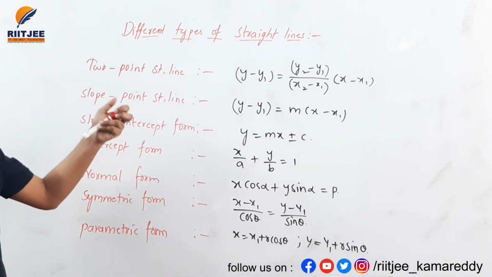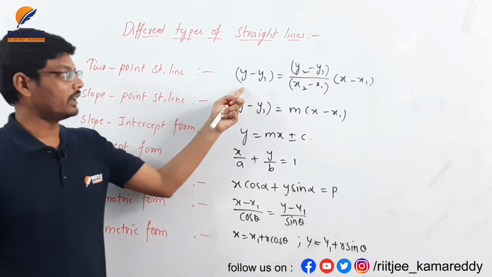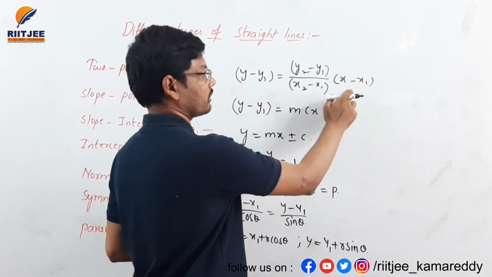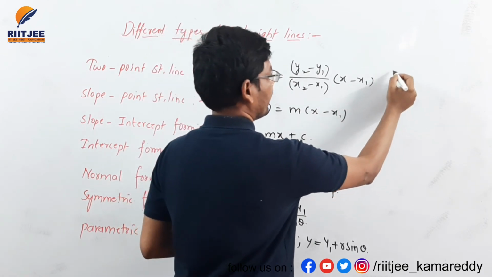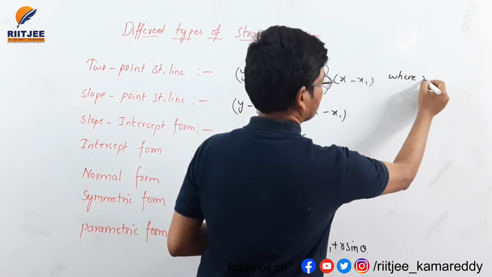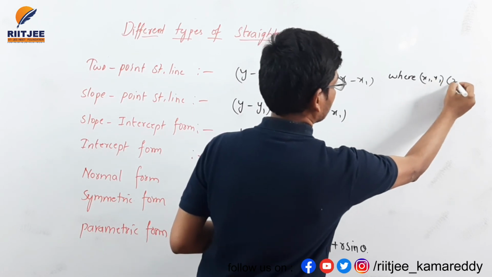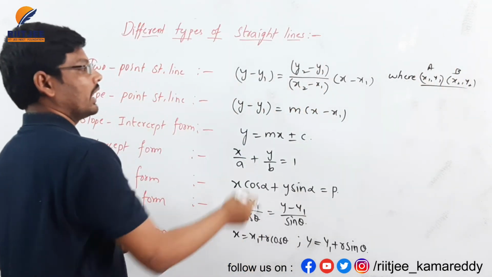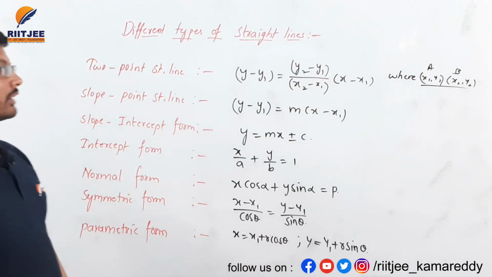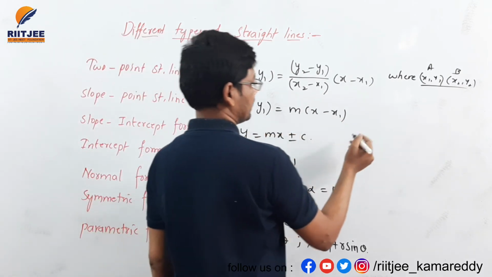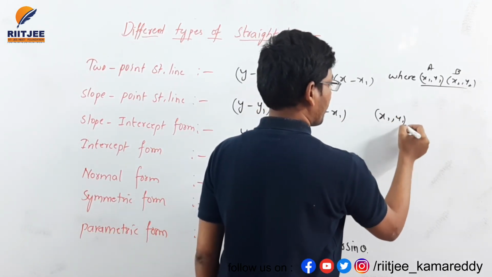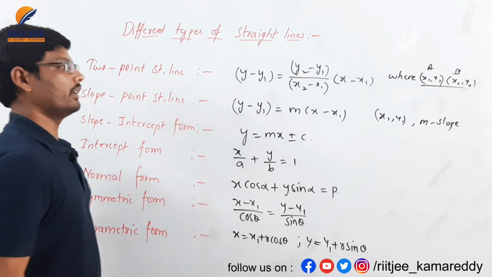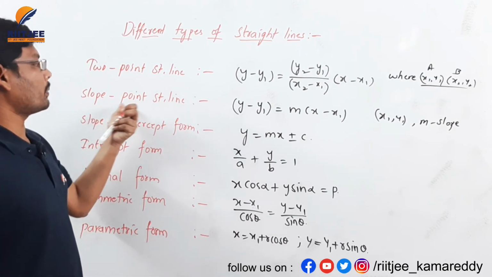These are all the different types of straight line equations. In the two-point straight line equation, y minus y1 is equal to y2 minus y1 by x2 minus x1 into x minus x1, where x1, y1 and x2, y2 are two points of the straight line. In the slope and point straight line equation, y minus y1 is equal to m into x minus x1, where x1, y1 is a point and m is the slope of the straight line.